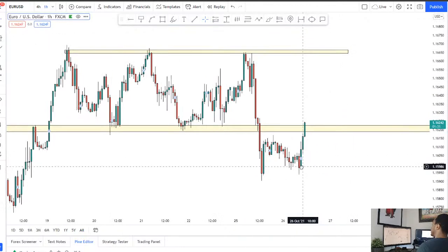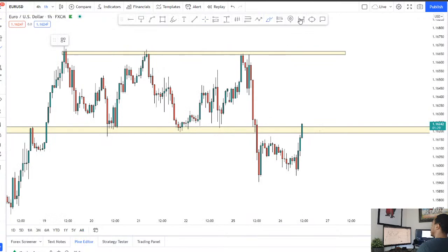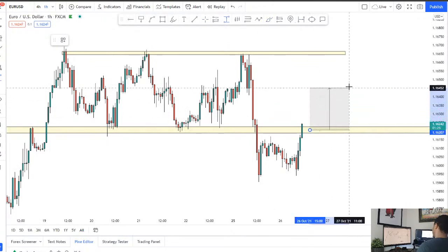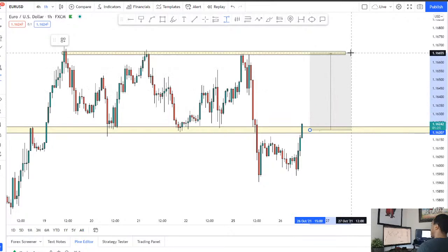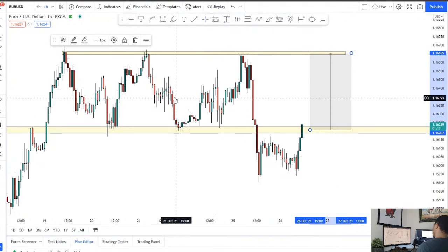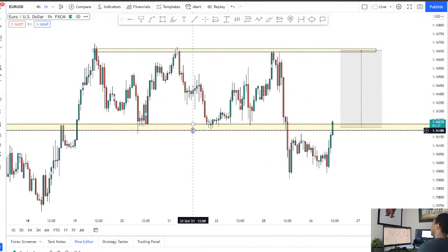So yeah, I can see Euro USD just filling this range to the upside, from 1.16200 all the way back up to 1.16700 ish. So yeah, looking at filling that range to the upside there for Euro USD. I'll be looking at that trade.